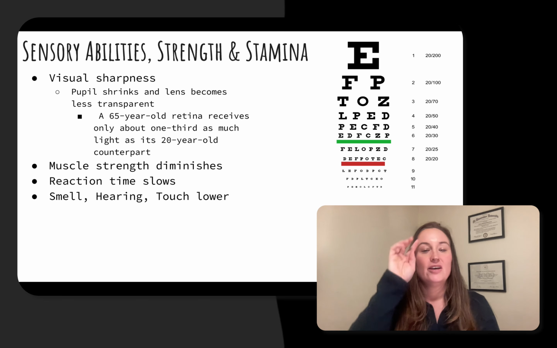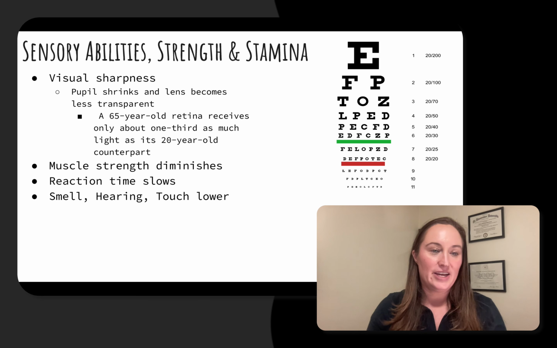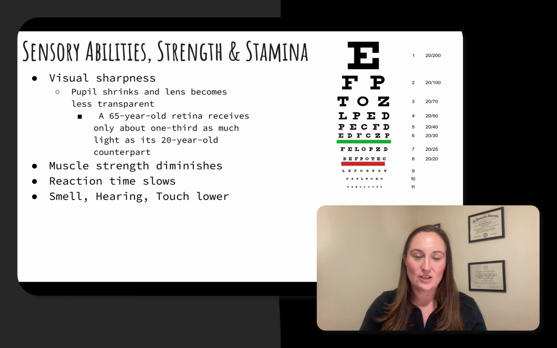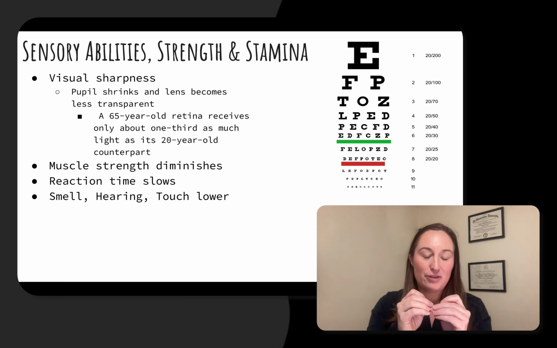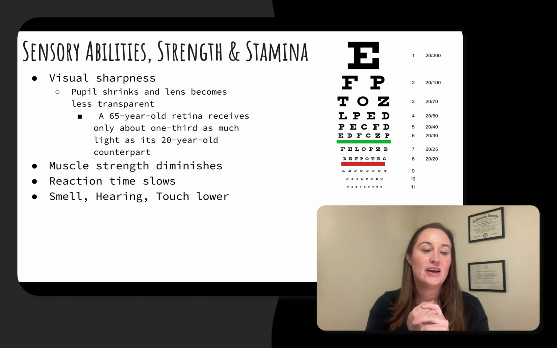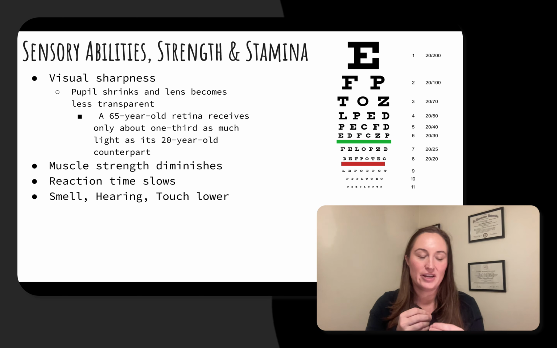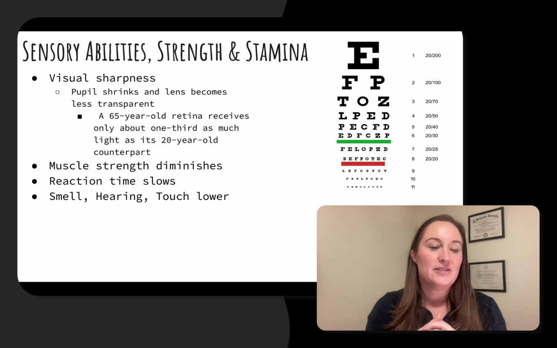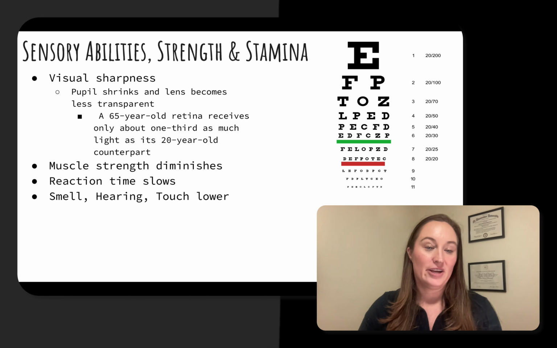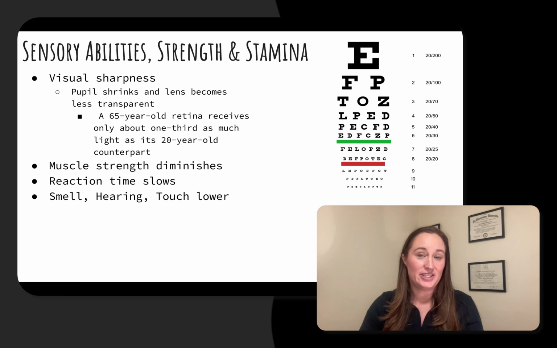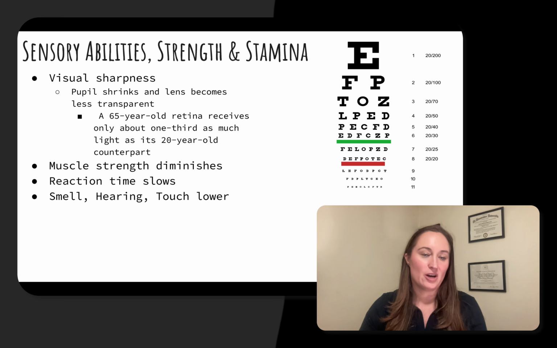Sensory abilities, strength and stamina. So our visual sharpness, as we age, our pupils shrink, and our lens, the thing in the outer part here that has to thin or thicken to help us focus our eyes, becomes less transparent, and it has a harder time thickening and thinning. And so a 65-year-old retina receives only about 1/3 as much light as its 20-year-old counterpart. So as you might already know, vision becomes more difficult.